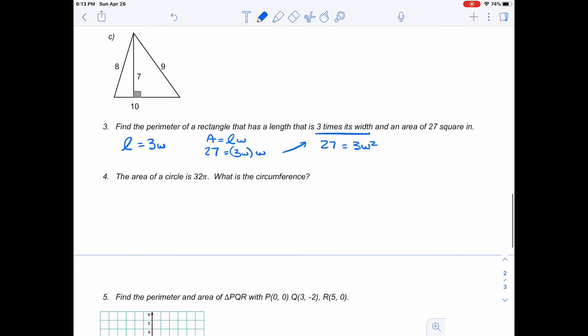So again, we want to solve for W. To do that, we're going to divide both sides by 3. We get 9 is equal to W squared. So W would equal 3 and negative 3. But technically, since this is a side of the rectangle, it would just be that positive 3. We could not have negative 3 as a side.